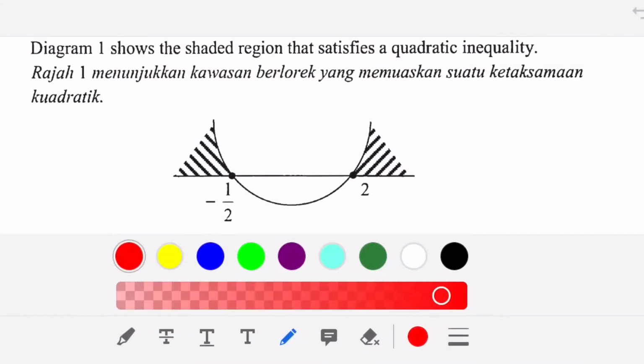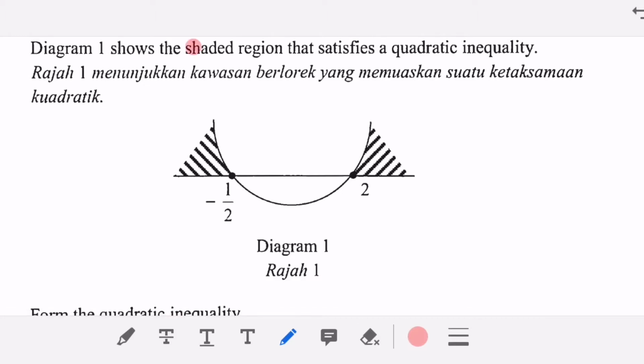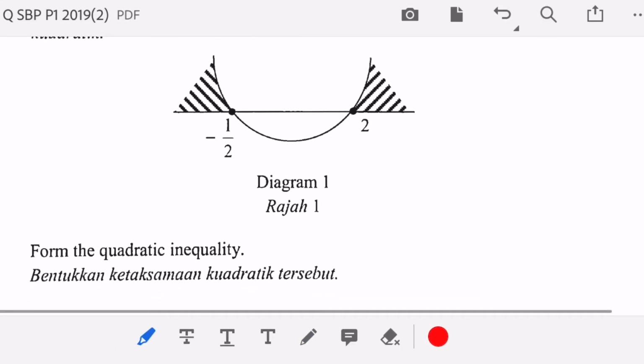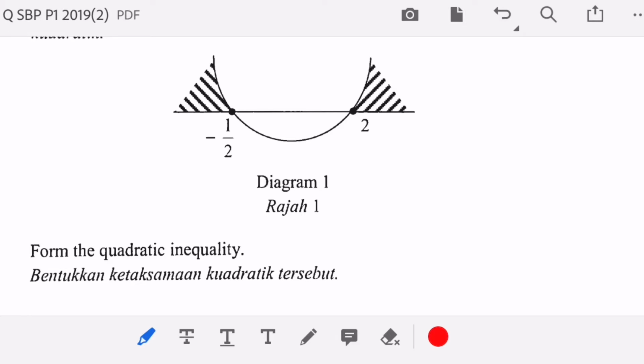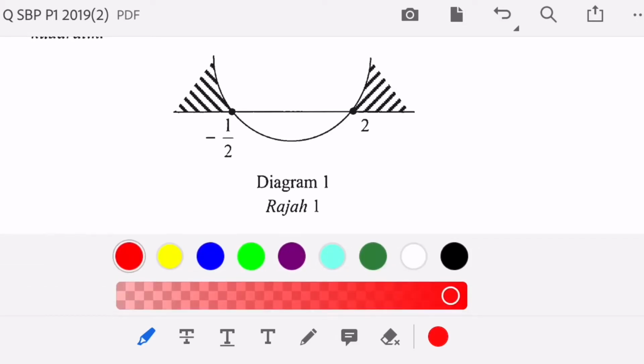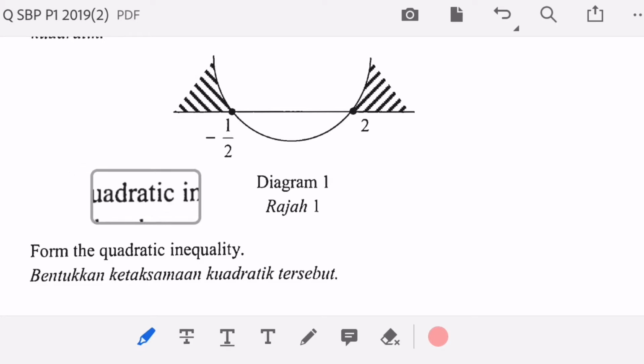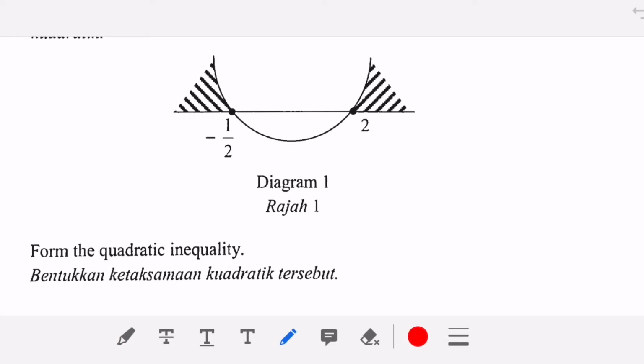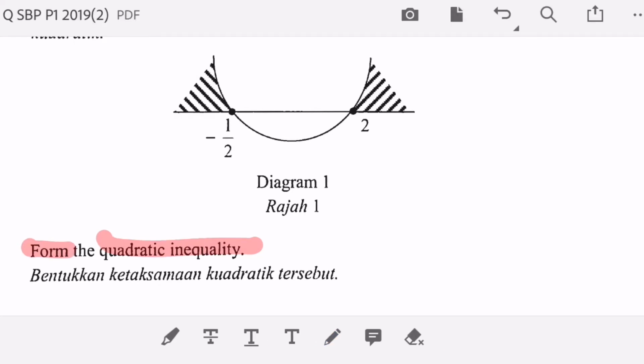Okay, today I try to do some problem solving for trial exam paper 1. Okay, let's see this question. Diagram 1 shows the shaded region that satisfies a quadratic inequality. Please highlight the keywords. So, find the quadratic inequality. The keyword is quadratic inequality. When we do additional maths, we always highlight the keywords, the terms. So, form the quadratic inequality.